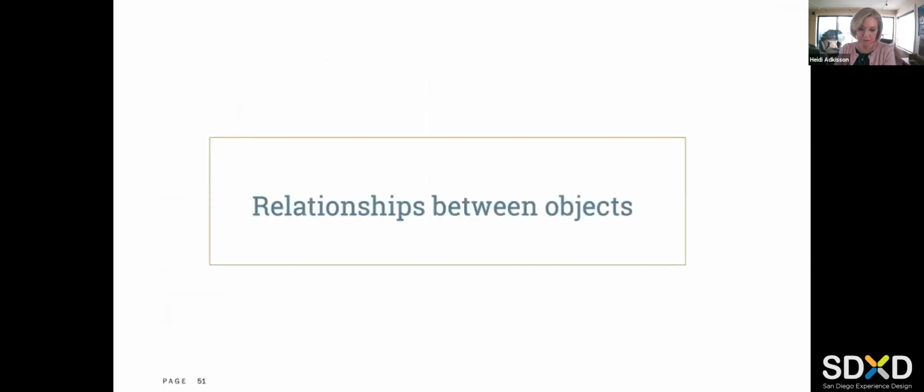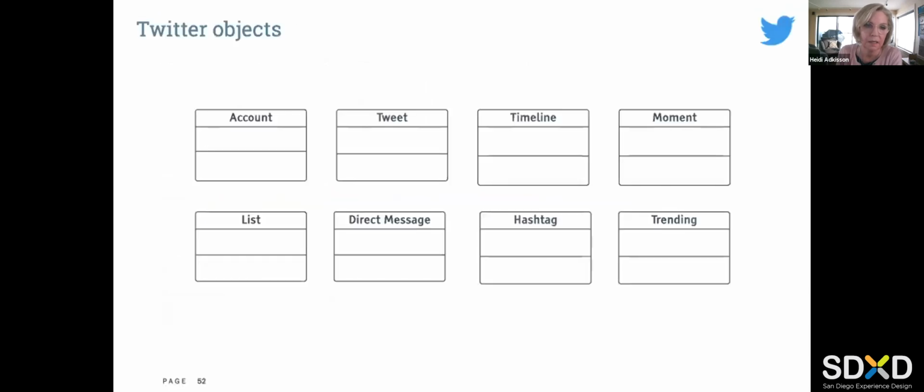So next, we're going to get into relationships between objects. And this is really the meat of the modeling. This is where we're going to be telling that structural story of a system. And we're going to go back to our Twitter example here. And here are some expanded objects for Twitter. We identified just a handful initially in the example, and we've got a few more here.